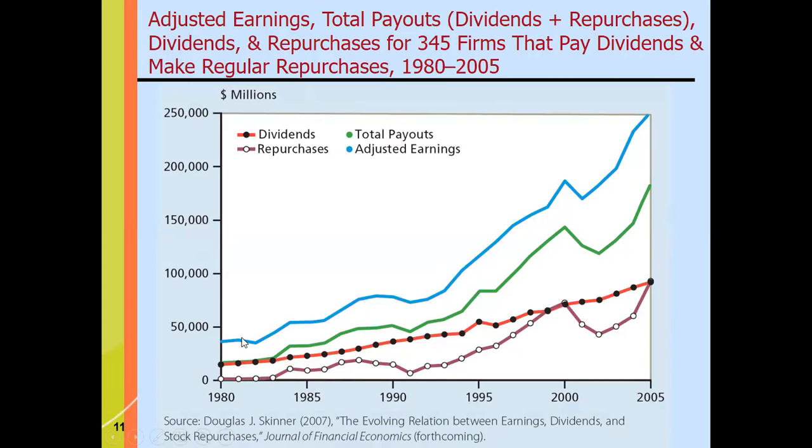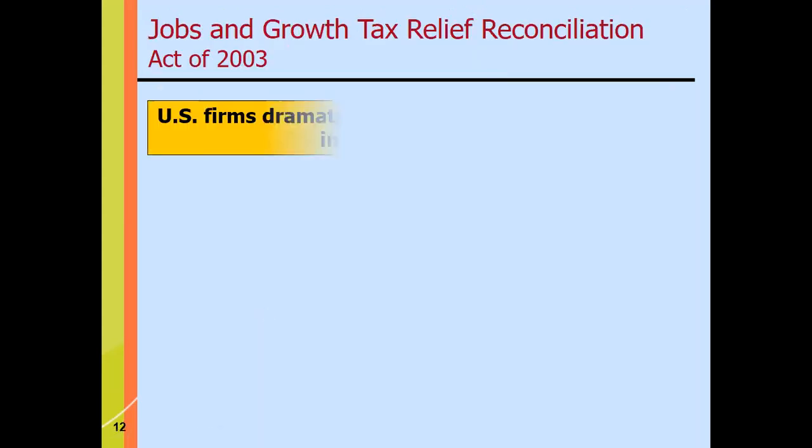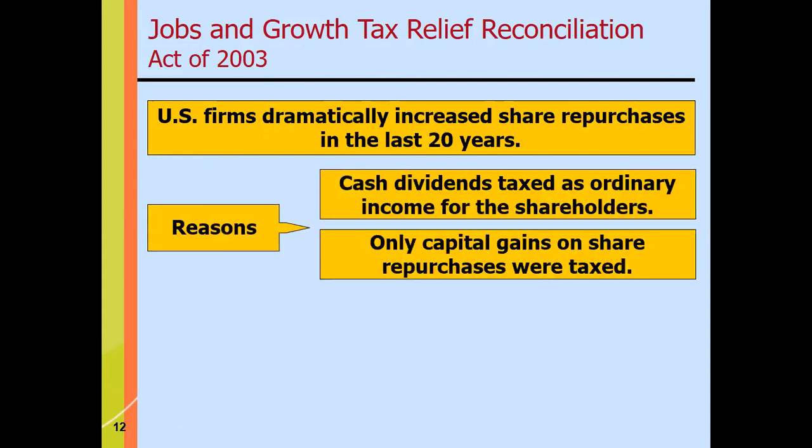And then, although there are fluctuations along the way, we can see that the line is moving up. And then this will have to be followed with the payouts, the dividends, and there are dramatic ups and downs for the repurchases. By the way, those are from 1980 to 2005. Then what about tax relief?